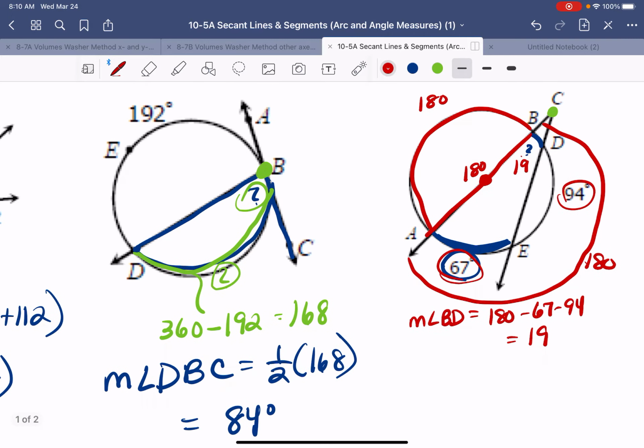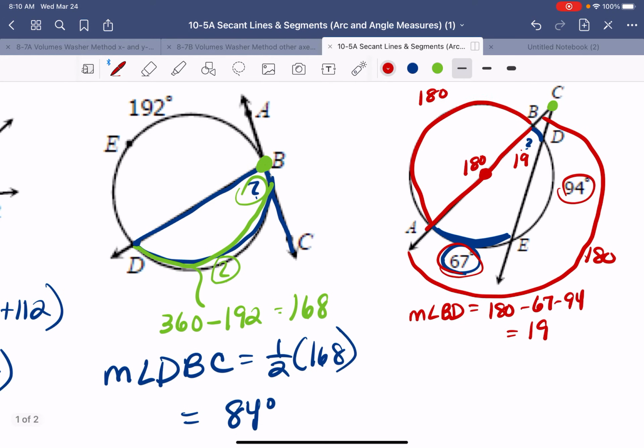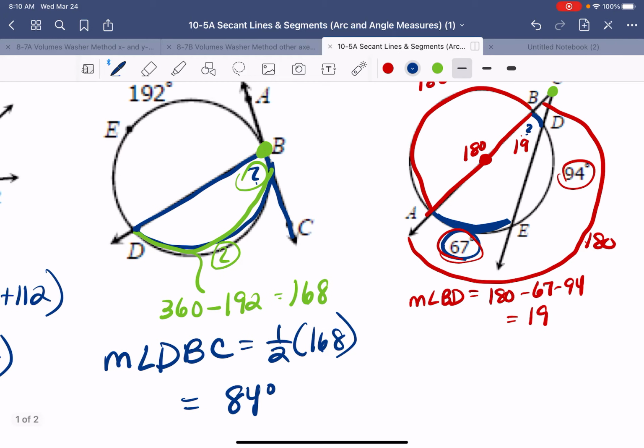So now I can set up what I'm trying to find. I'm ultimately trying to find angle BCD. I know that the measure of angle BCD is simply going to be 1/2 times the big arc, 67, minus the little arc, 19.